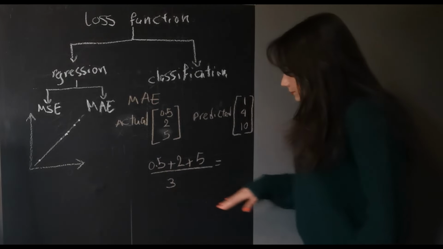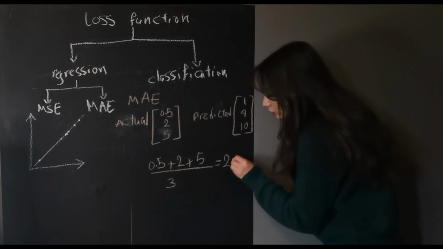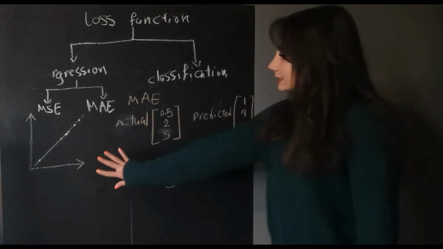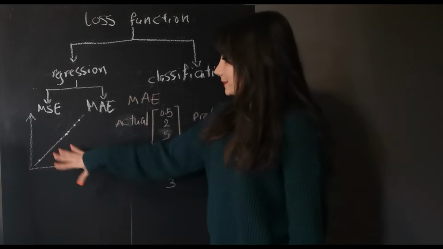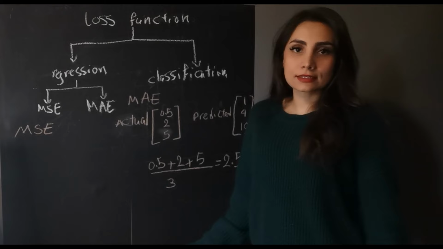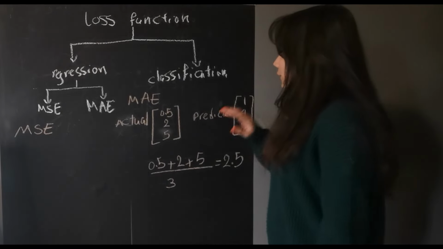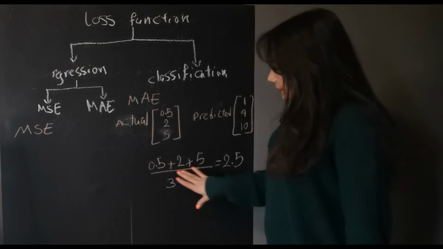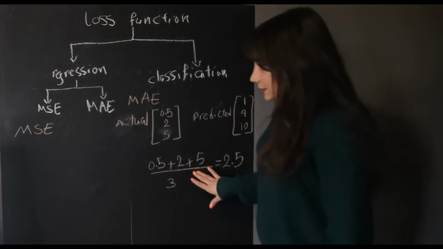7.5 divided by 3 is going to give me 2.5. Okay, I'm going to take this off because I want to do MSE here. Since we are squaring here, it's always going to be positive anyways, okay? So we're getting the same numbers, but we're going to square each one of them.